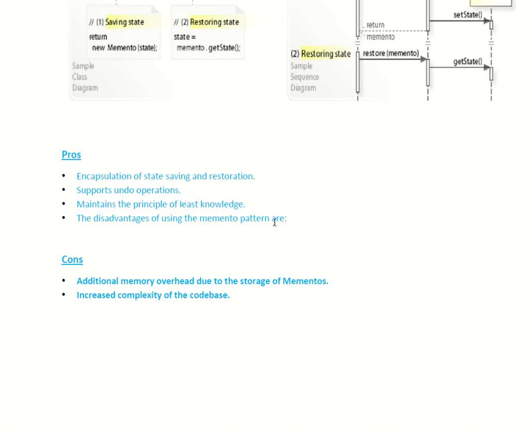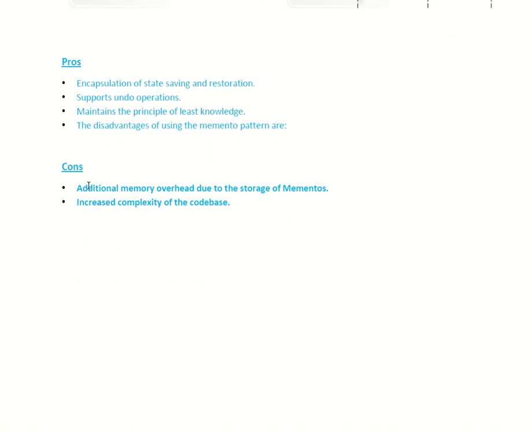You maintain a list of mementos in your caretaker object and you can very easily set to any previous state. It maintains the principle of least knowledge. Basically all the objects have very little knowledge about each other. They don't have hard-coded references. And the disadvantages of this pattern, the cons I would say, are these.